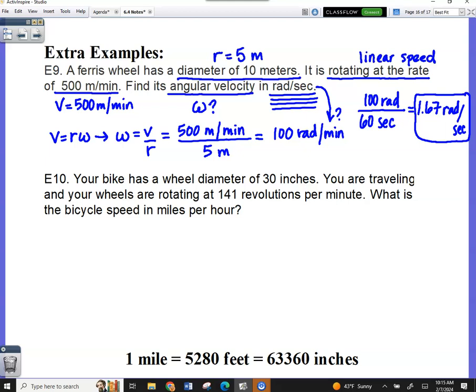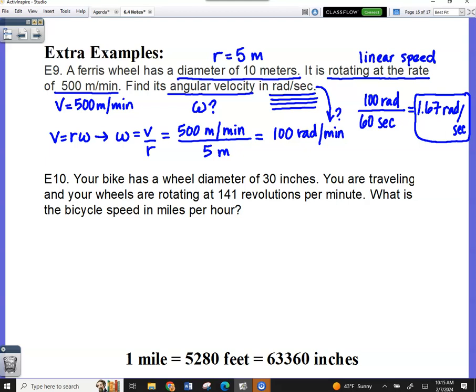All right. Next one. Your bike has a wheel diameter of 30 inches. You are traveling and your wheels are rotating at 141 revolutions per minute. What is the bicycle speed in miles per hour? I've read it once. I know I'm talking about a bike. I know I'm talking about the wheels rotating.